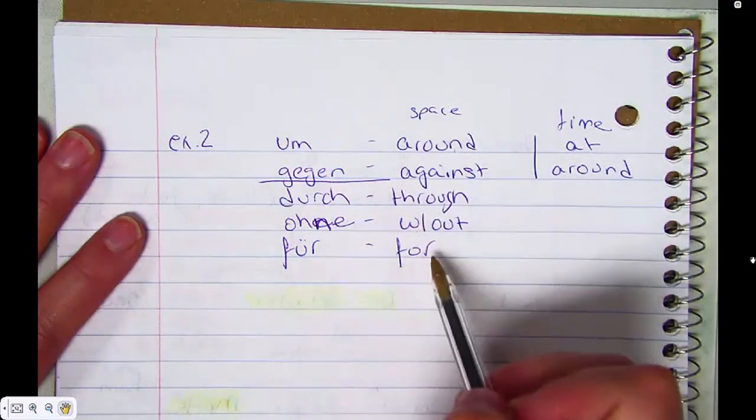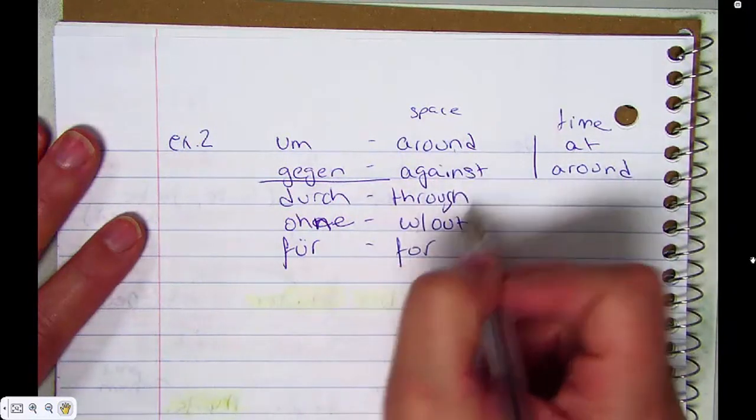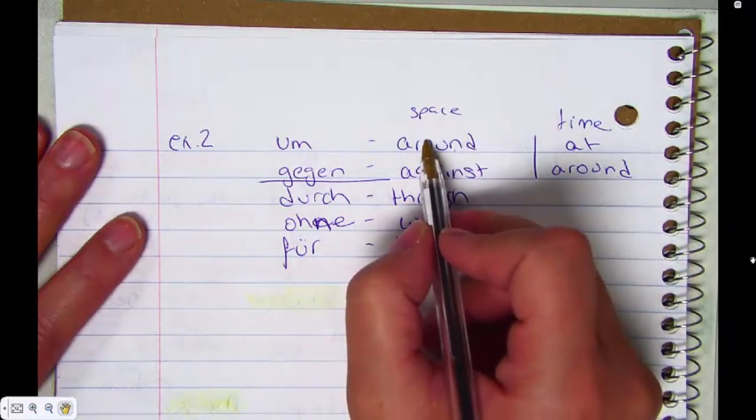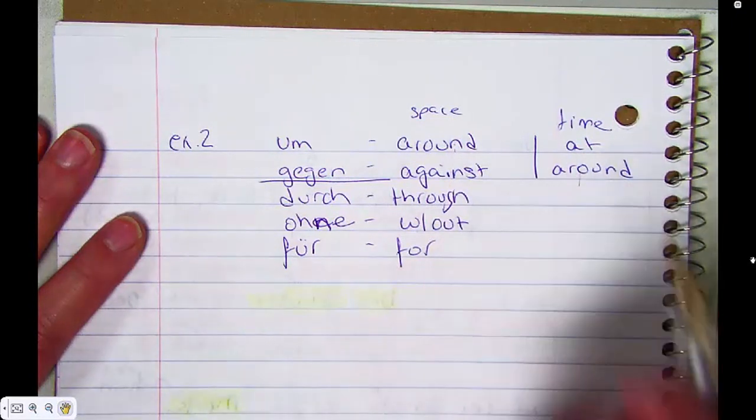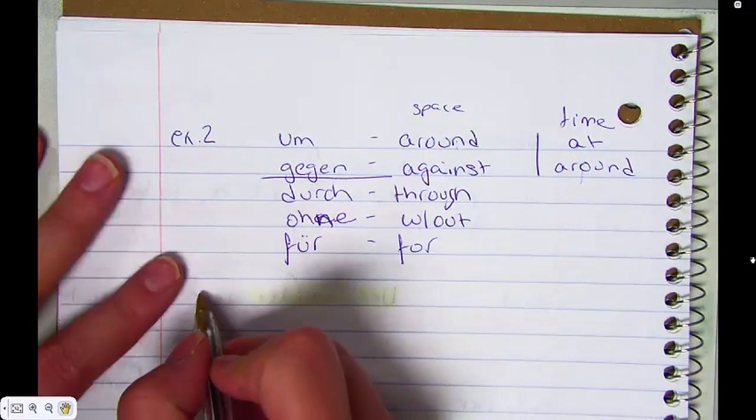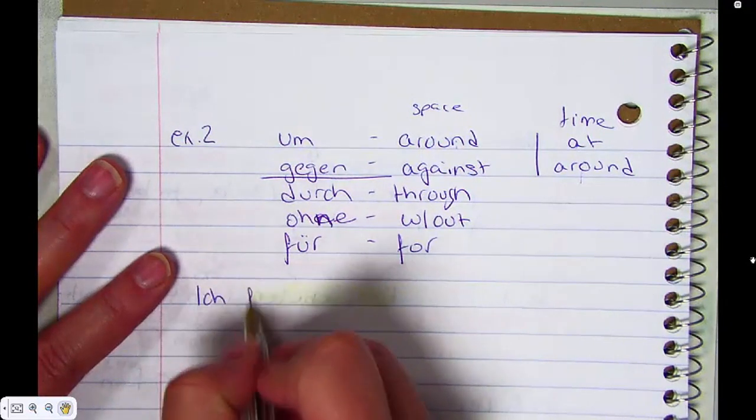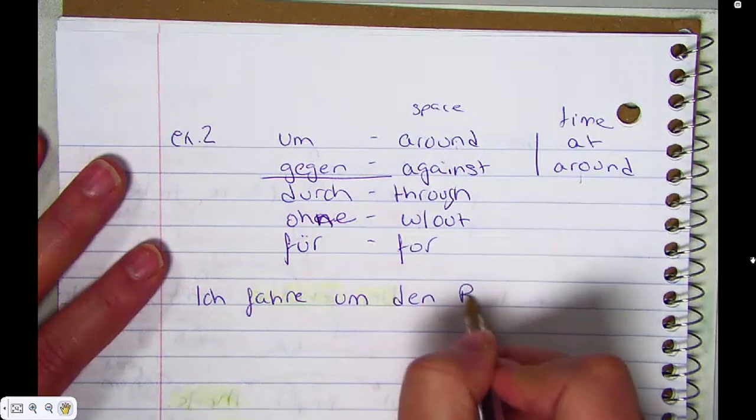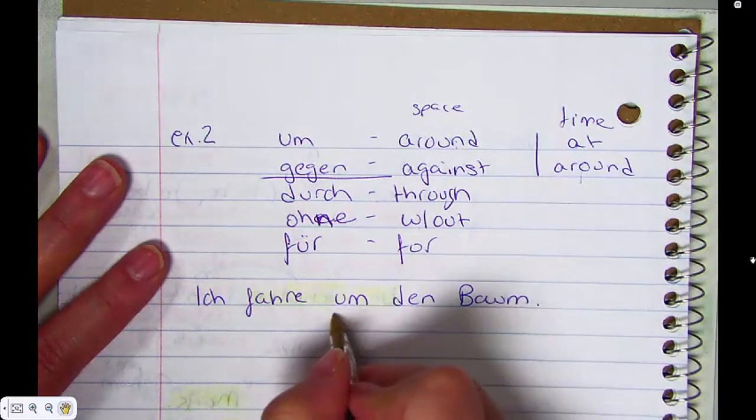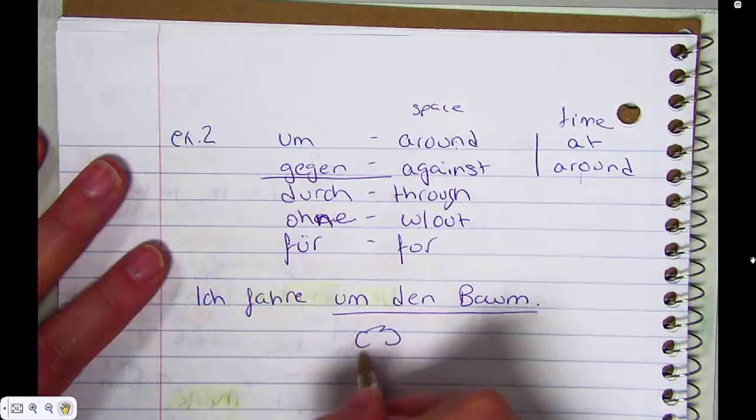So when it's spatial, for the top 2, the rest can also be other things. You have these 2 meanings. When it's something related to time, you have these. So I could say, ich fahre den Baum. Den Baum.